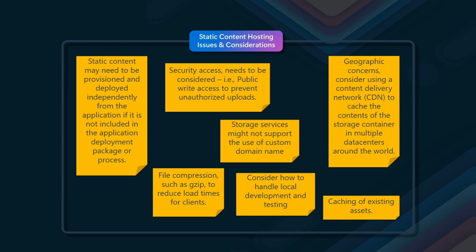In terms of performance optimization, file compression techniques such as gzip are essential. Compressing files reduces load time for clients, which is critical in providing a seamless user experience and improving overall site performance. Moreover, we need to consider how to handle local development and testing, ensuring that our development environment mirrors the production environment as closely as possible, which helps in identifying and resolving issues before deployment, thereby reducing the risk of errors. Lastly, caching existing assets is a practice that cannot be overlooked.